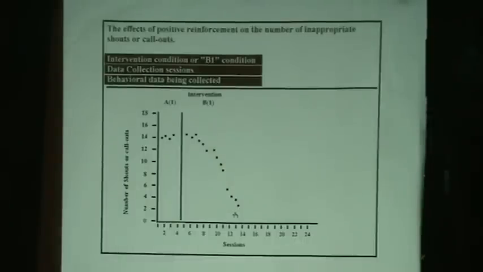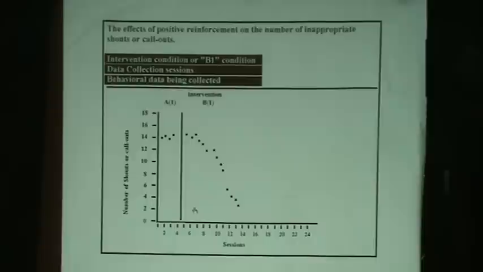We cannot say with any degree of confidence that it was the positive reinforcement that has caused the change in the dependent variable, the inappropriate number of call-outs or shouts, because there could have been many other explanations why the student stopped calling out. The student may be sick, may have a sore throat, could be a million explanations. So this is an A-B design. It's a pre-experimental design, and it really doesn't tell us anything in terms of internal validity or experimental control. However, it's great for the teacher, but for the researcher, it's very inadequate.